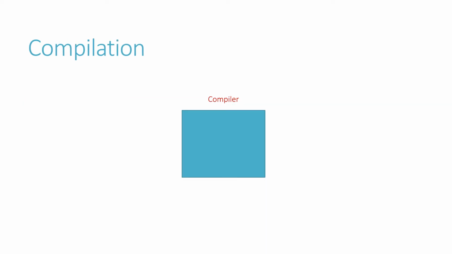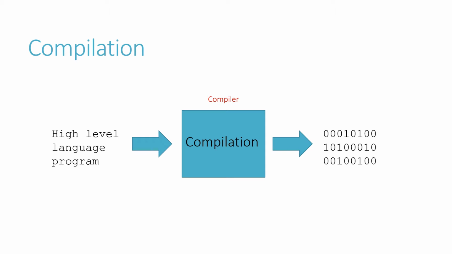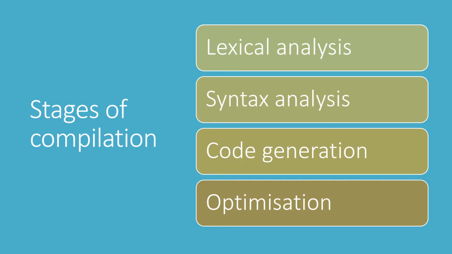Here's a reminder: a compiler takes a file written in any high-level language and produces a second file of machine code called an executable file. This is actually a 4-stage process. So let's go through the 4 stages one by one.